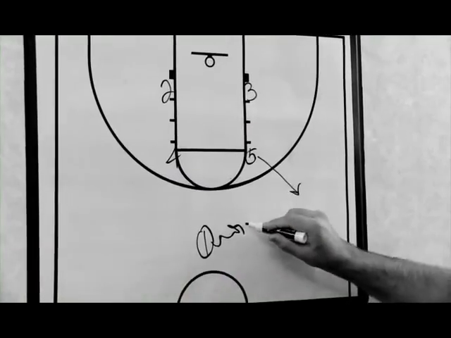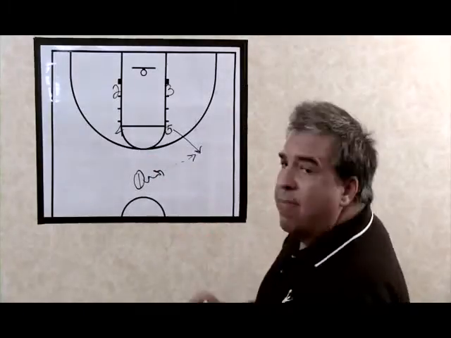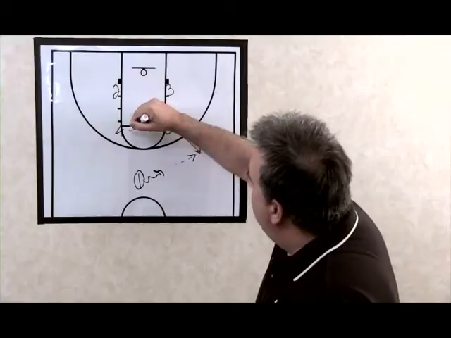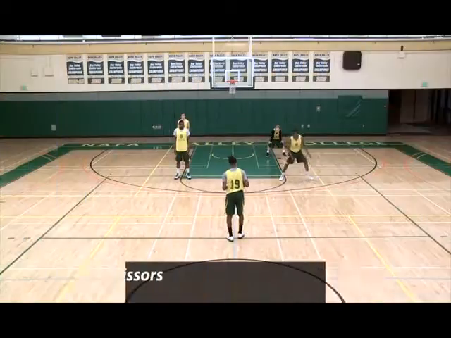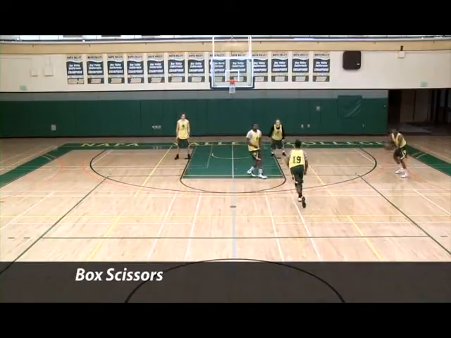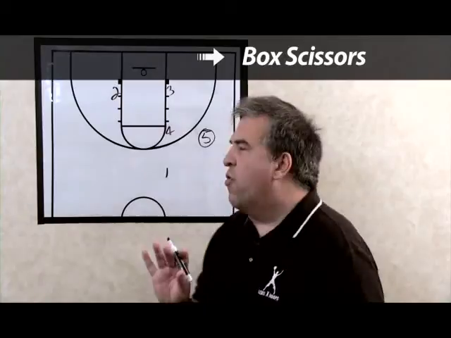So 1 is going to dribble over to get the good passing angle and make the entry pass here to 5. At the same time that 5's popping out, we're going to have 4 slide over and fill this vacated elbow area. Now, 5 has caught the ball here.